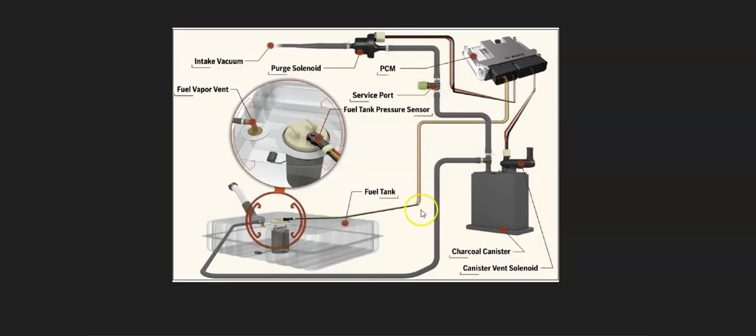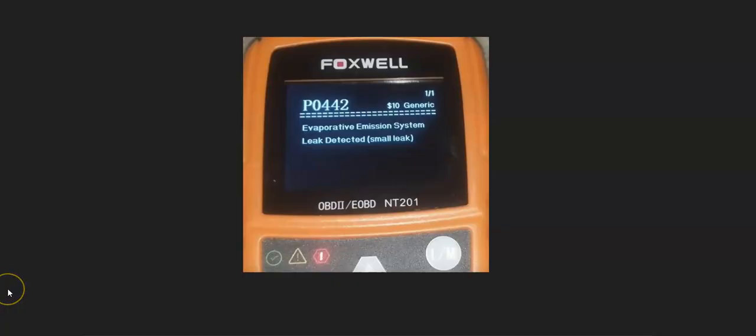And so the first thing to do, if you do have this problem, is to be sure to scan for codes. You probably already have, but be sure to scan for codes, because there's many different codes related to the evap system and they can help point you to what the problem is, whether it's a purge valve or a charcoal canister or something like this. So looking at your codes is the first thing to do.